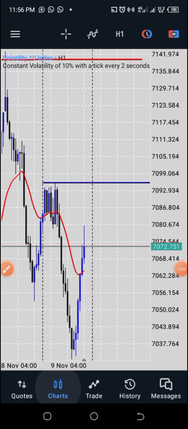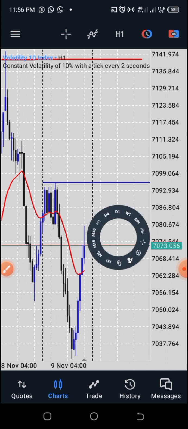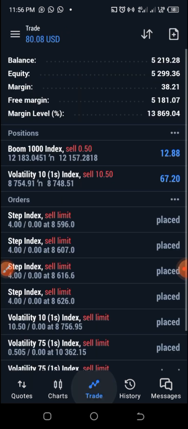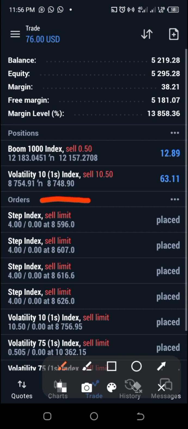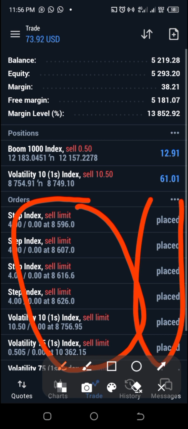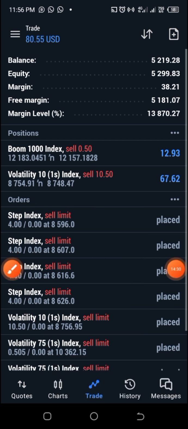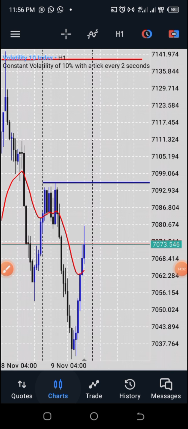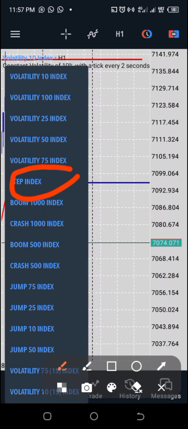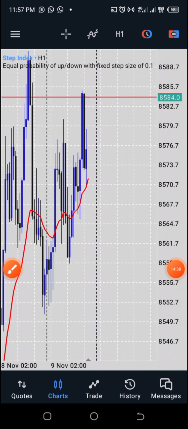So let's use probably which asset? Let me use the same asset. You can see all these trades you are seeing here pressed, they are sell limit, which means they are not yet triggered. Let me explain. Let me go to step index. You go to charts, change the asset, you look for step index, which is this one, step index.